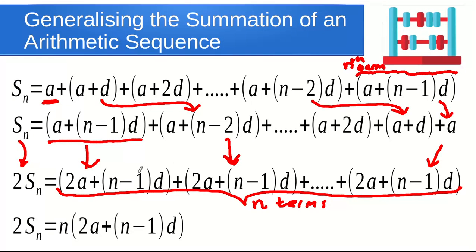Now, we can actually come up with a final formula. Well, we can say there's n lots of 2a plus n minus 1 d, so we'll write that as n open bracket 2a plus n minus 1 d, and then the way the formula is normally expressed is Sn equals n over 2 multiplied by 2a plus n minus 1 lots of d. And it's done. That is the general rule for the sum of an arithmetic sequence.